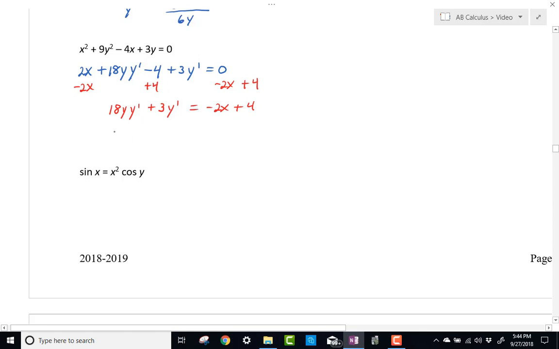And then I'm going to have to factor out a y prime on the left side. Okay, I can't do anything until I factor that out, so that leaves me 18y plus 3 left over equals negative 2x plus 4. And then we're going to have to divide out the 18y plus 3 on both sides. So y prime turns out to be equal to negative 2x plus 4. This is all algebraic manipulation here. And then I'm going to divide both sides by 18y plus 3. And that's y prime.